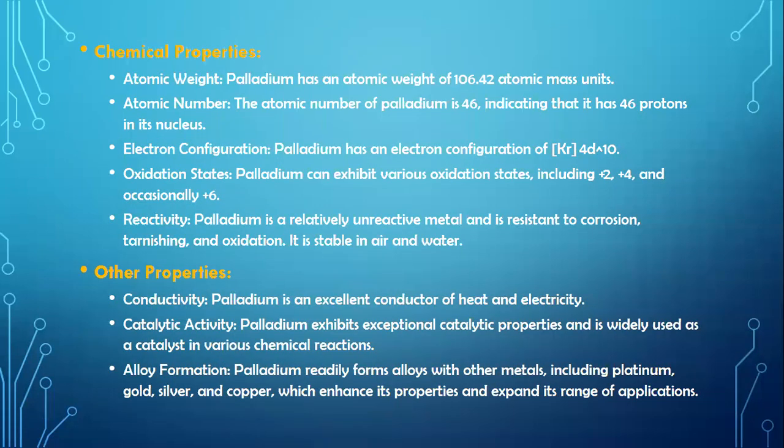Now we will discuss some chemical properties. Atomic weight. Palladium has an atomic weight of 106.42 atomic mass units. Atomic number. The atomic number of palladium is 46, indicating that it has 46 protons in its nucleus. Electron configuration. Palladium has an electronic configuration of krypton 4d10.